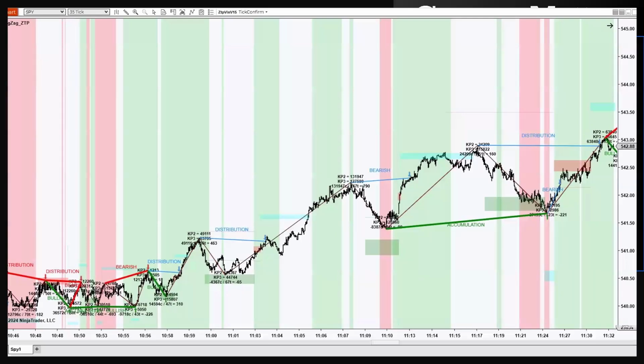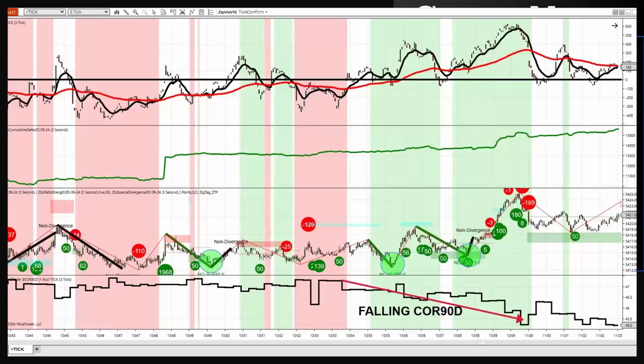The lows were put in at 10:50 and ZoneTrader Pro begins to trade long accumulation divergences right after that. And that is the low that was being put in between 10:48 and 10:55. Now, what is important is the tick is now living above the zero line, which is why we have the green confirmations here. And I'm going to show you what that's going to look like.